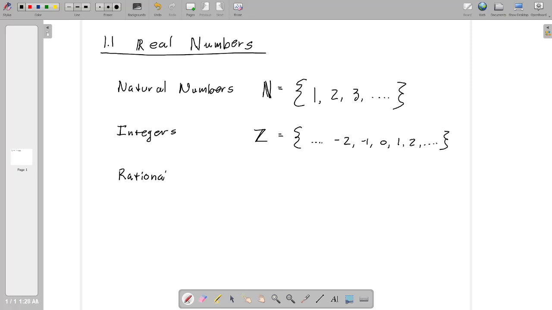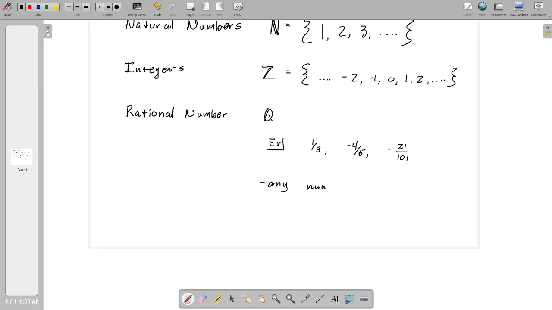Then we have our rational numbers, denoted with a Q, and some examples of rational numbers are 1/3, -4/5, -21/101. Any number that can be expressed as a ratio of two integers.